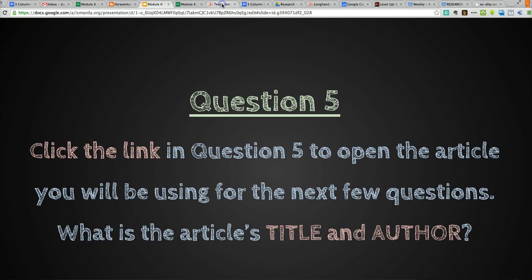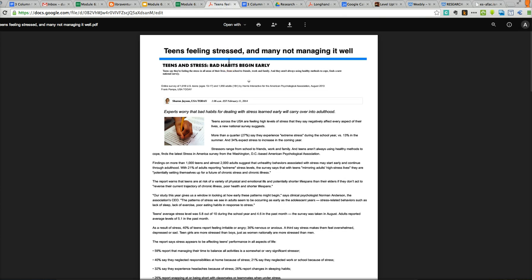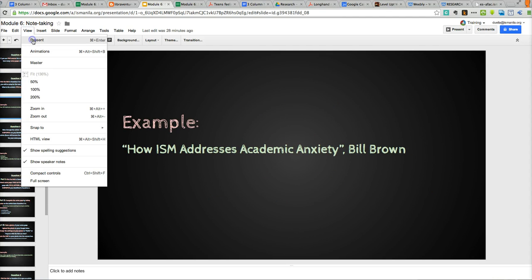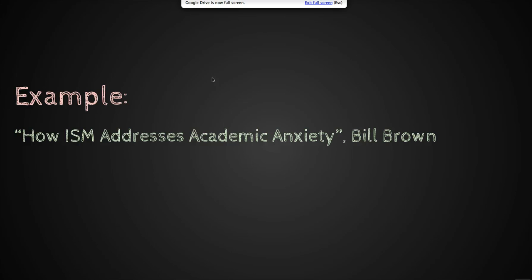When you click the link, this is the article that will come up. So in the answer box, you will include the title and the author of this article. An example of what that will look like is right here. Let's say the article title is How ISM Addresses Academic Anxiety, and the author is Bill Brown. This is what I include in the answer box for question 5. Pause the video and answer question 5.